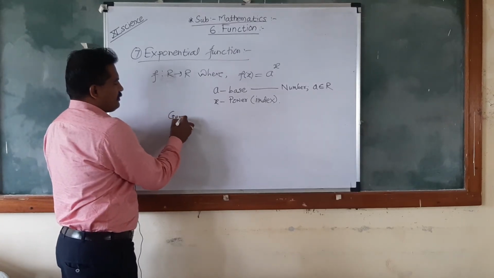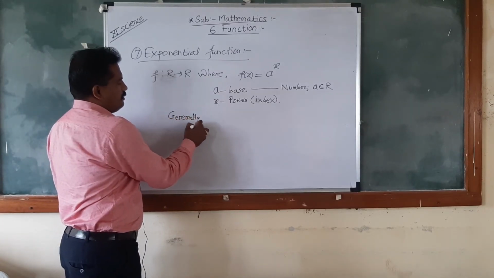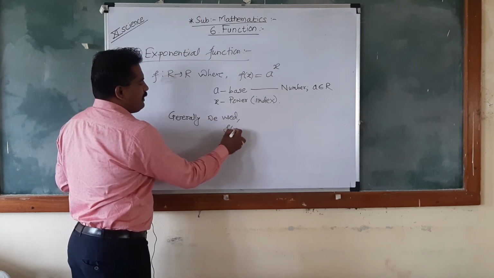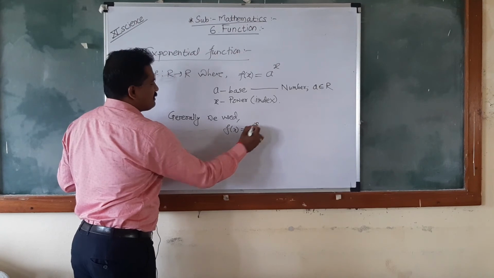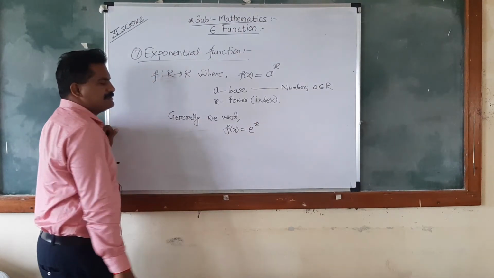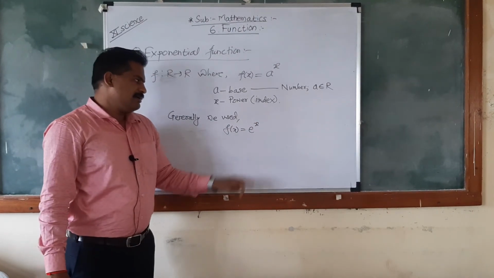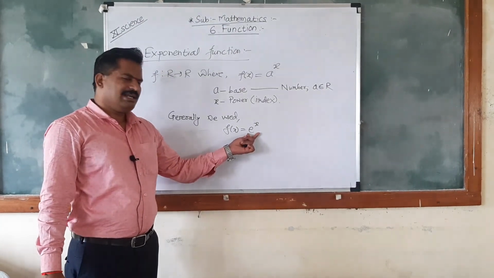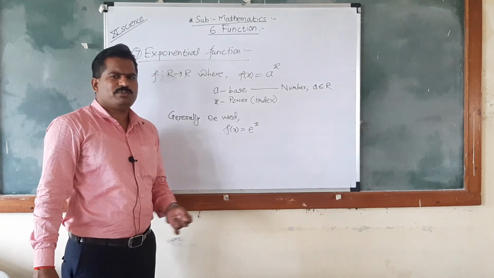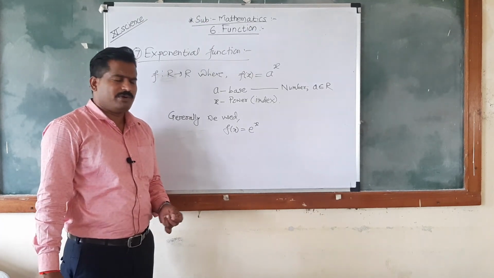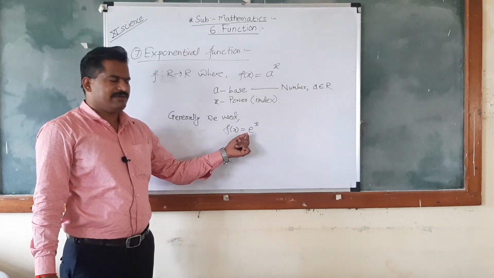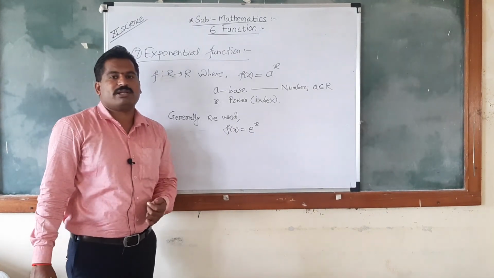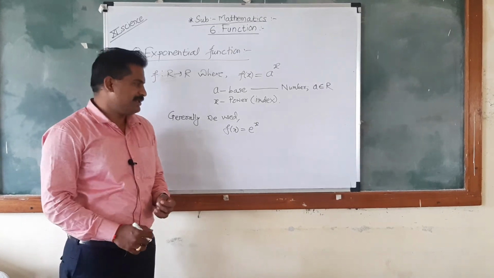Generally we use f of x is equal to e raised to x. Here e is a real number, such that e is approximately 2.71, which is a number often used in logarithms.